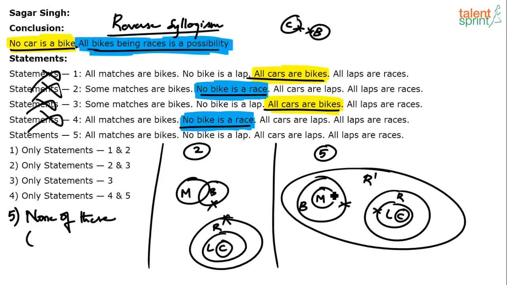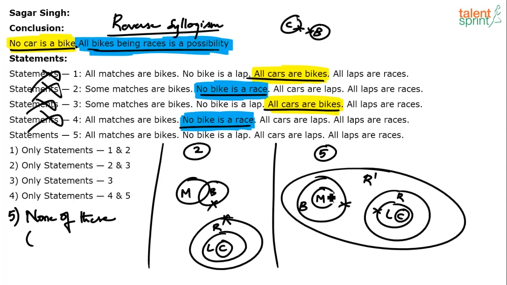The statements said all matches are bikes, no bike is a lap, all cars are laps, and all laps are races. So instead of drawing all laps are races in one fashion, we have drawn it in this fashion. This is a possible way of drawing races, R dash. The moment I draw R dash, all bikes being races becomes possible. You see, all the bikes have become races. So it is possible.